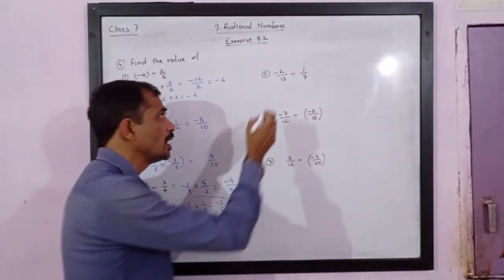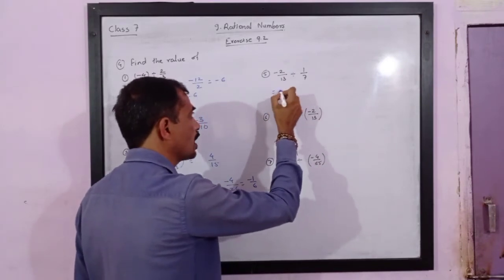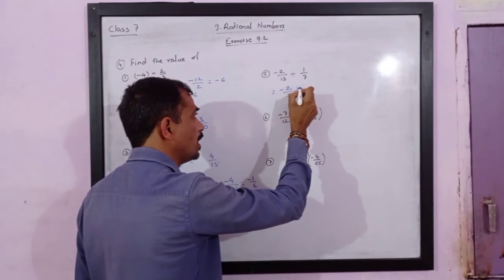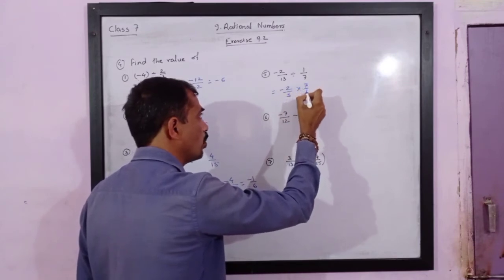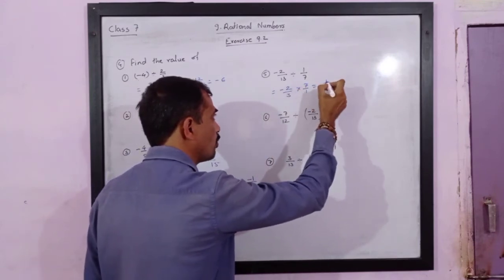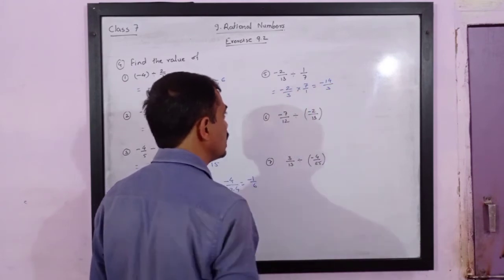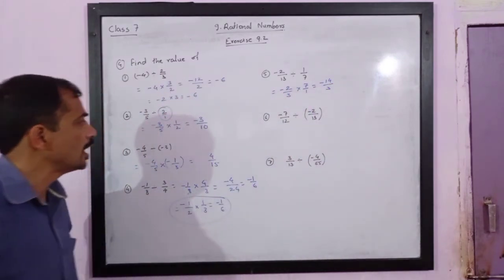Now next is negative 2 upon 13 divided by 1 upon 7. So it will be multiplied by 7 upon 1. So this is equal to 7 twos are 14 upon 13 ones are 13. Please note, negative sign exists. So negative into positive is negative.